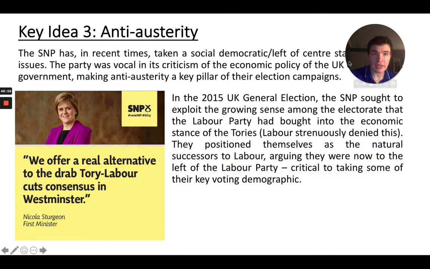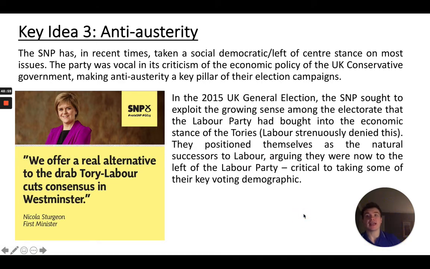Okay, next one. Our third key idea is anti-austerity. Now, just to clarify what austerity means, folks, austerity means living within your means, to summarise it. After the Conservatives became the leading party of government in the UK in 2010, the mantra of the Conservative government was that we as a country had to live within our means and had to cut back. So that resulted in cutting public spending on things like some welfare benefits, some public services, etc.